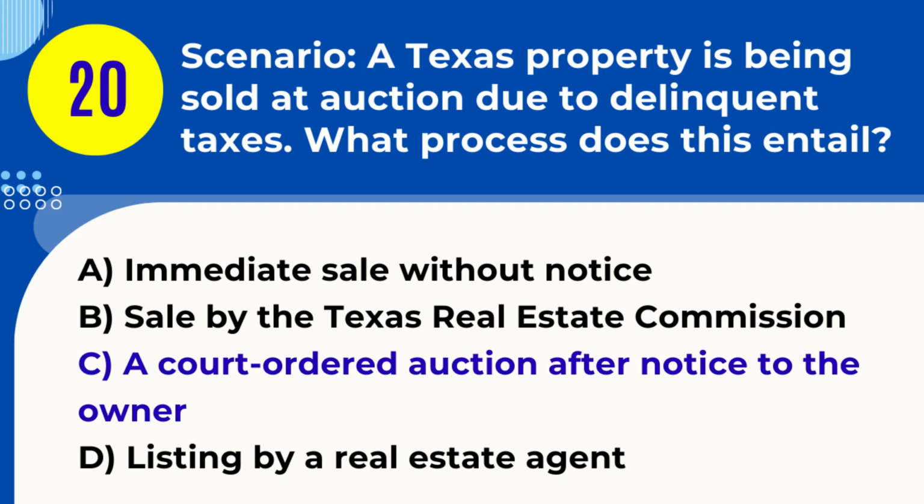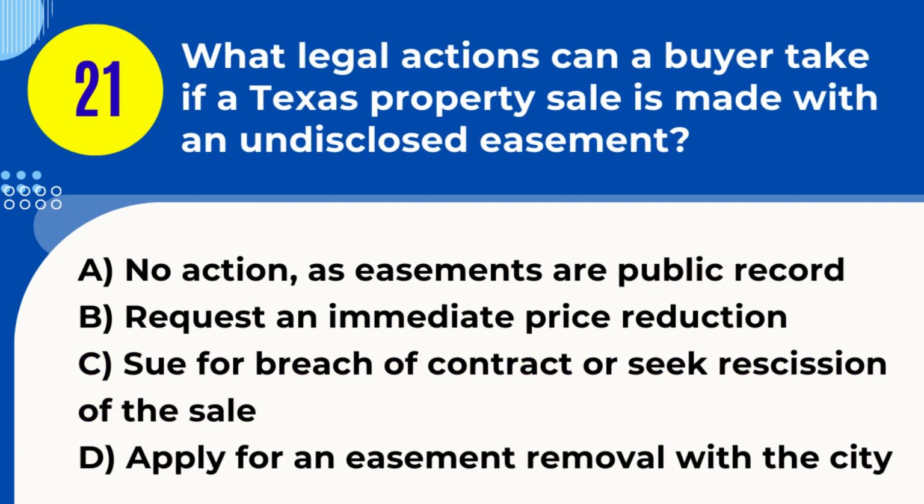Answer. C. A court-ordered auction after notice to the owner. Explanation. In Texas, a property being sold at auction due to delinquent taxes involves a legal process where the property is auctioned off in a court-ordered sale after the owner has been given notice and an opportunity to pay the outstanding taxes.